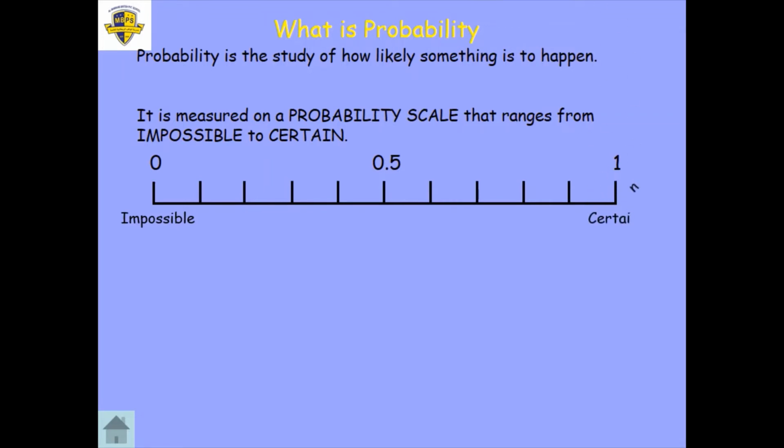Certain, since something that is definitely going to happen is said to be certain, it is said to have 100% chance of happening. Even chance, if something has the same chance of happening as it has of not happening, it's said to be an even chance, 50%, right? Not very likely, something that's unlikely to happen, would be shown somewhere along here. Very likely, something that is likely to happen would be shown somewhere along here.